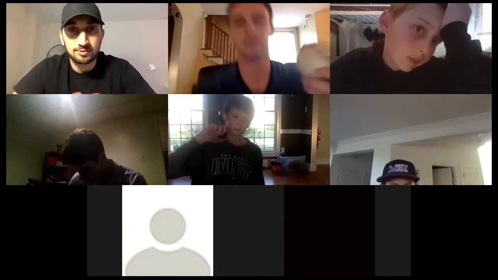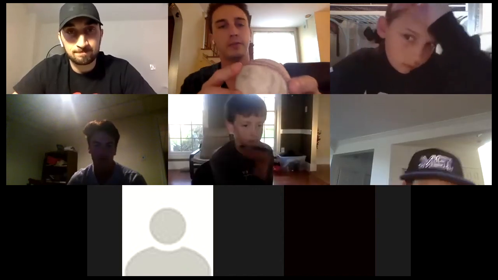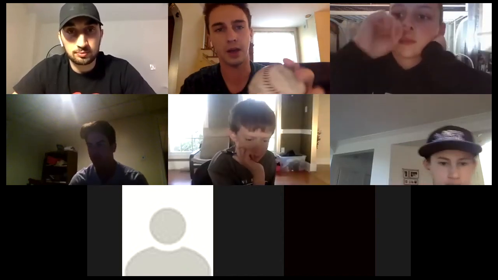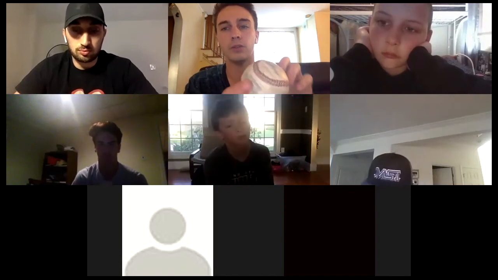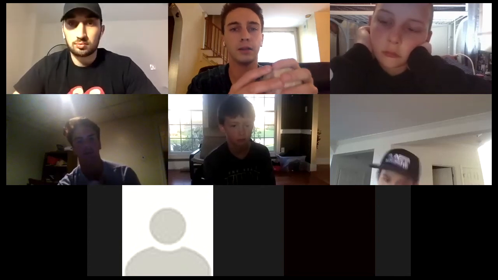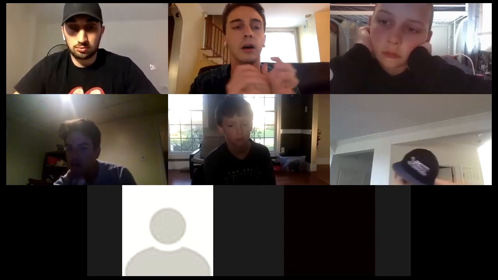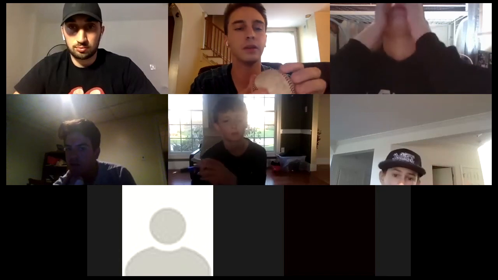So you younger guys, this is an MSI ball. It's pretty similar to your little league balls and your high school balls. The seams on these are pretty high. As you move up in baseball, the seams get a lot lower and the ball gets wound a little tighter. The big difference in seam height plays a pretty big factor in your ability to grip pitches and create movement.